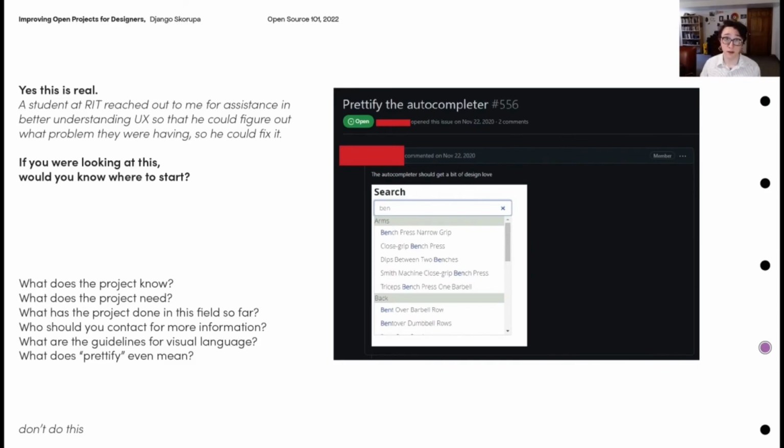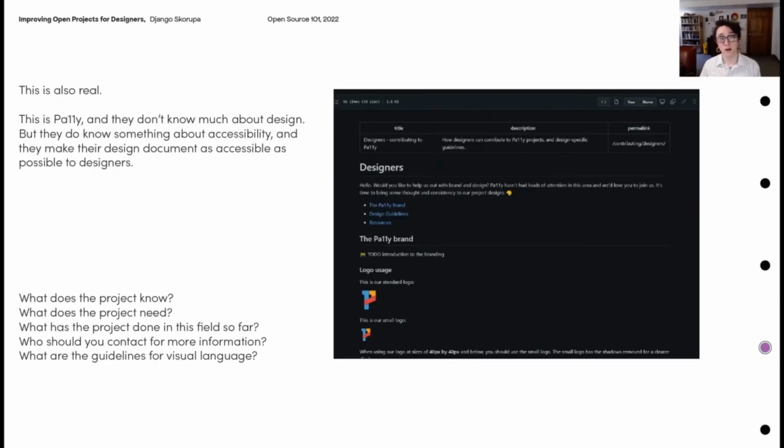But let's compare it to this. This is, I'm assuming, Patty. I have never actually said it out loud. They don't know anything about design. But they do know something about accessibility. And so they make their design document as accessible as possible to designers, right?